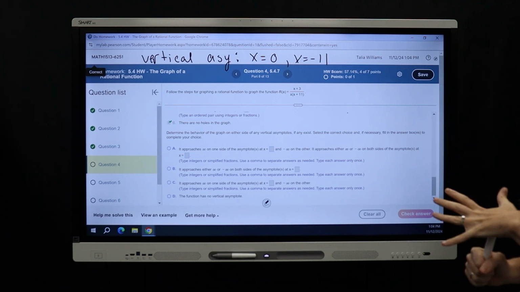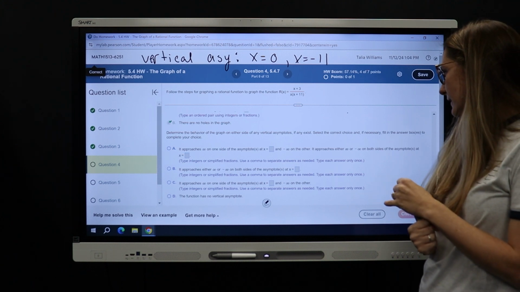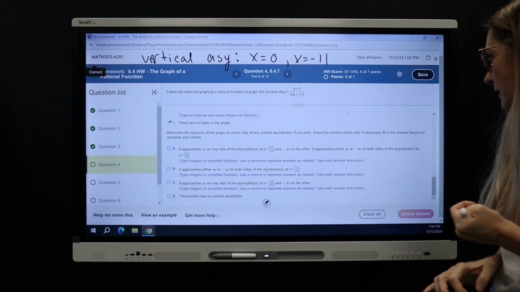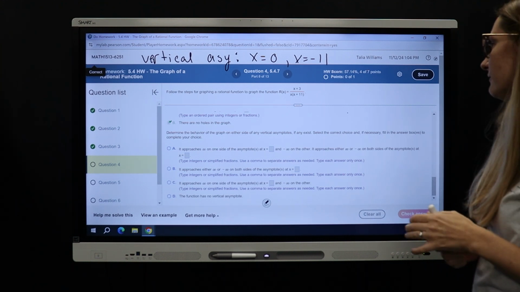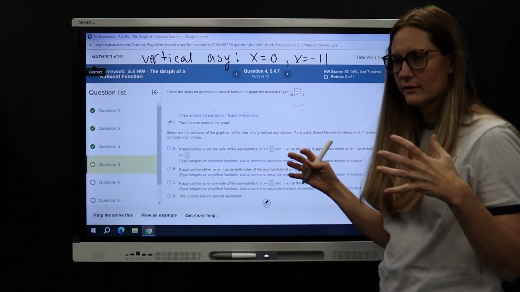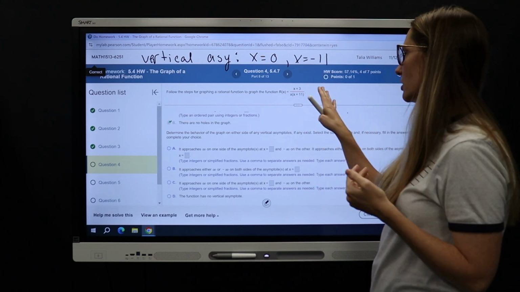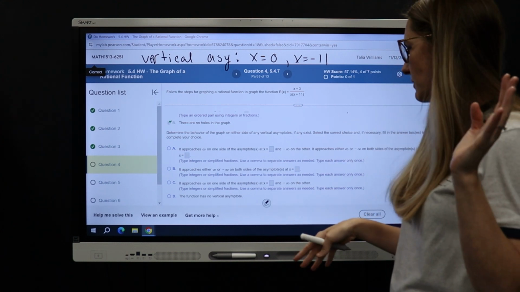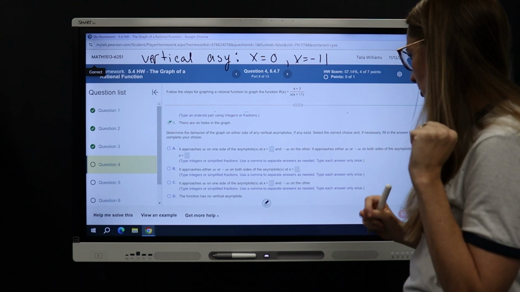Determine the behavior of a graph on either side of any vertical asymptotes. If any exists, select the correct choice, and if necessary, fill in the answer boxes to complete your choice. So this is that same thing. If it's not even, it's not going to both go the same way. So all of ours cross. So one's going to go towards negative infinity and one side's towards positive infinity. I'm actually going to pull up the graph in a second so you can see that better.